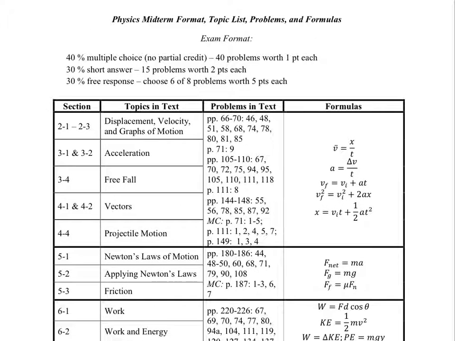All right. So again, format 40, 30, 30. The short answer with 2 points each, so it's like the half of each. I do a lot with A and B in that section, you notice. And then for your response, choose 6 of 8.